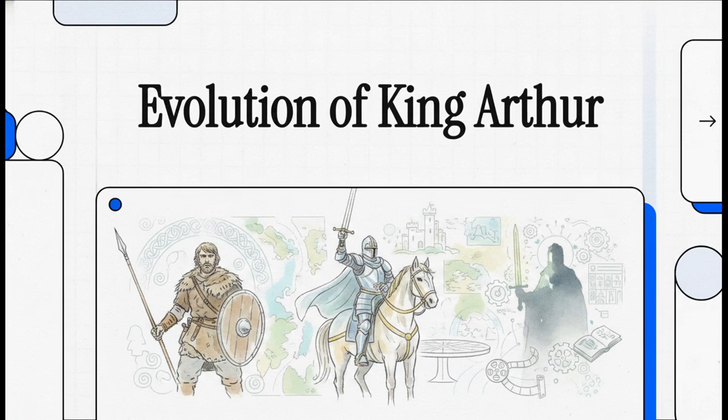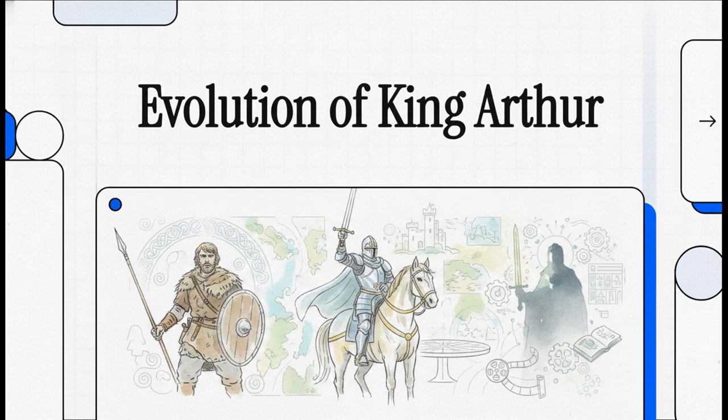All right, let's dive right into this explainer. So, when you hear the name King Arthur, you probably immediately picture a very specific guy, right? A noble king, shiny armor, pulling a sword from a stone. But here's the wild part. The Arthur of popular culture is actually a massive composite character. He's been built piece by piece, generation by generation.